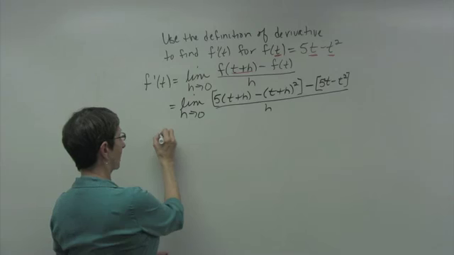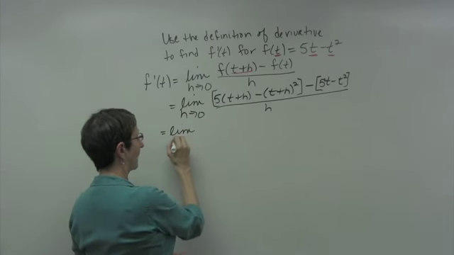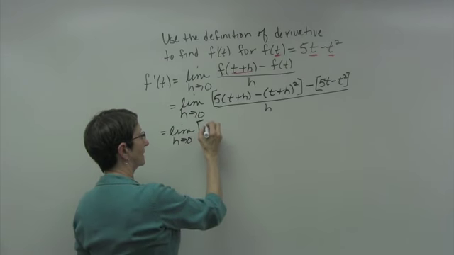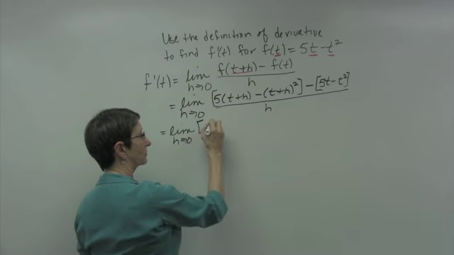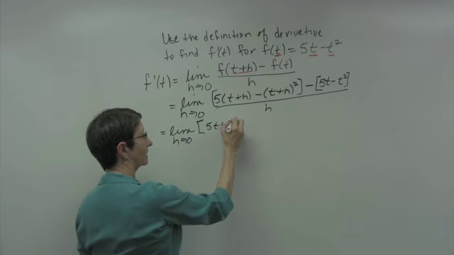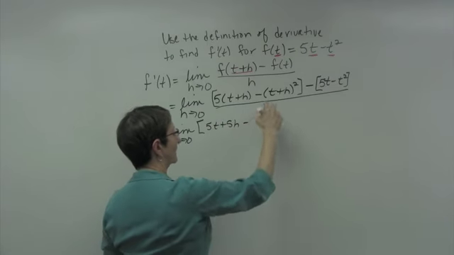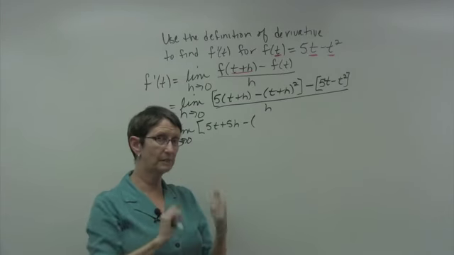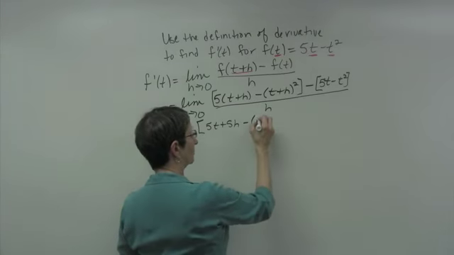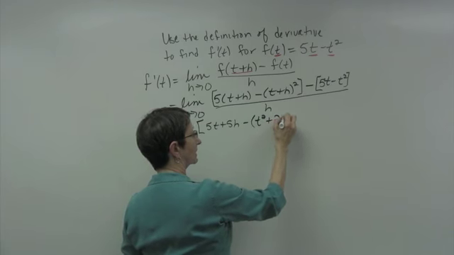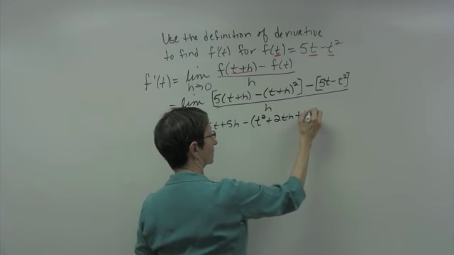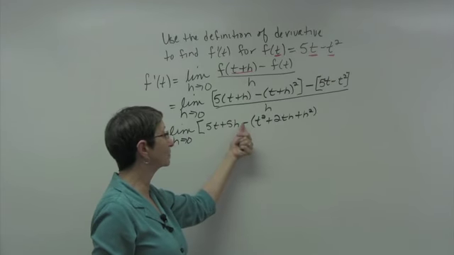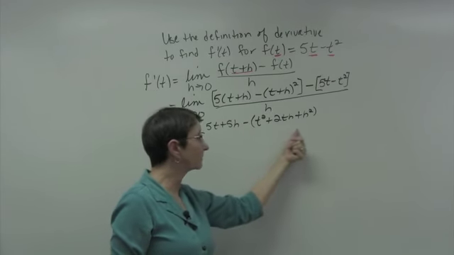So let's see if we can multiply all this out. Limit as h approaches 0. Keep my square bracket. The 5 I will distribute, so I have 5t plus 5h minus. Now, I have t plus h to be squared, that is t plus h times t plus h. So that will be t squared plus 2th plus h squared. And I needed to write that in parentheses because I have to subtract and distribute that with each term.